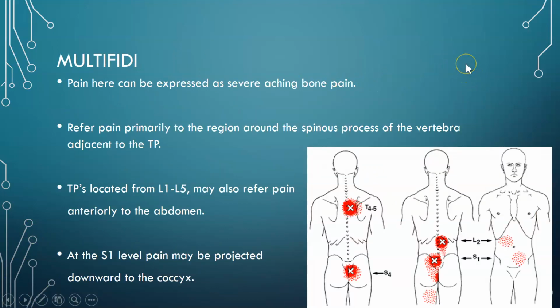Multifidi, going a little bit deeper here. Basically, the patient may talk about how the bone is aching. They refer pain primarily to the region around the spinous process of the vertebra adjacent to the TVP. Remembering this multifidi is in that laminar groove, so it's kind of keeping into the common area. Whereas if they're located around the L4, L5 area, they can also refer pain anteriorly to the abdomen. And all the way down deep at the S1 level, pain can be projected down towards the coccyx.